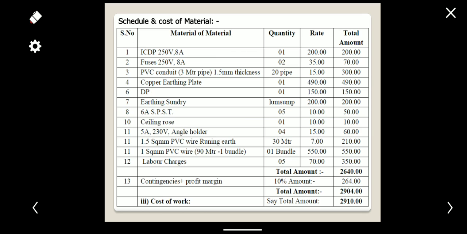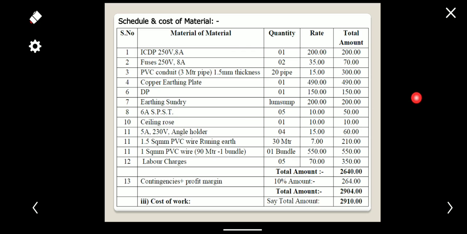Then 5 ampere 230 volt angle holder is 4, per piece 15 rupees, and the total amount is 60. 1.5 square mm PVC wire running earth is 30 meter, 7 rupees per meter, total 10 rupees. 1 square mm PVC wire total 90 meters, one bundle, the rate is 550. Then labor charges, we want 5 labors, each 50, so the total amount is 350.